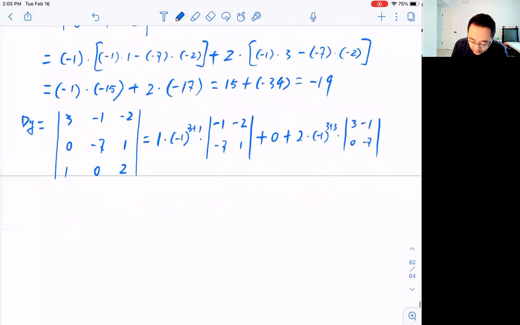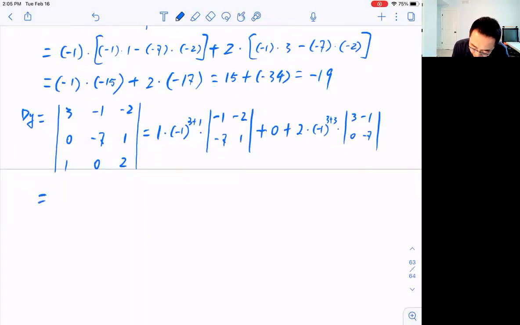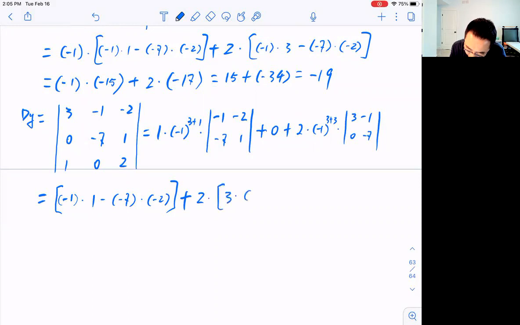So that equals, here, negative 1 raised to the 4th power is positive 1. Positive 1 times 1 is still 1. So that just equals 1 times negative 1 times 1 minus negative 7 times negative 2. Plus 0 is gone. Then negative 1 raised to the 6th power is positive 1. So we have 2 times 3 times negative 7 minus 0 times negative 1, so that's just 0.